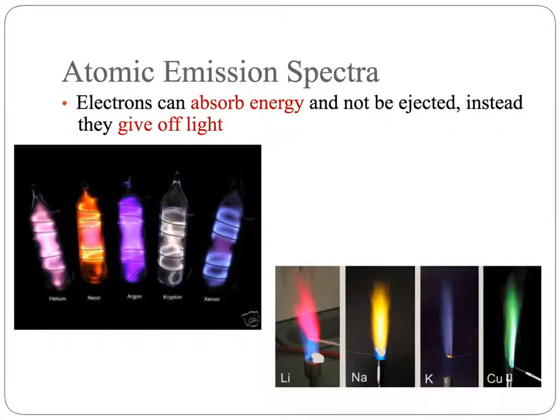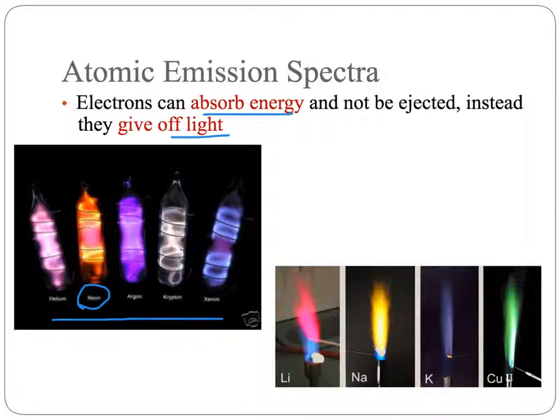Along with light going into atoms and making electrons come out, light can also come out of atoms. Under certain circumstances, electrons can absorb energy and give off light as a result. For example, our various noble gases over here, if electricity is passed through a vacuum tube containing that gas, will give off light of various colors. Here's neon, the orange color that's characteristic of neon.